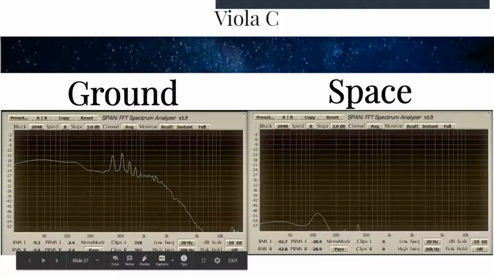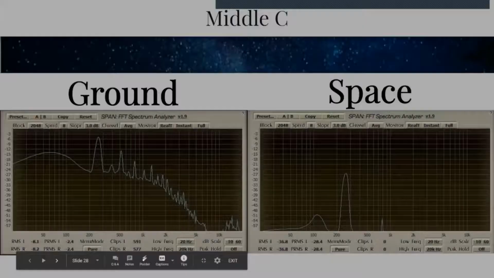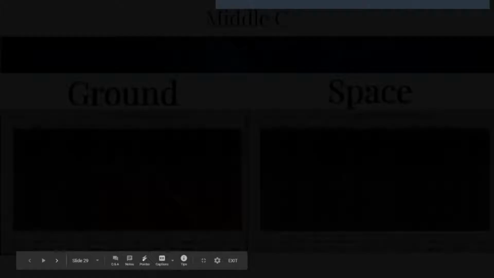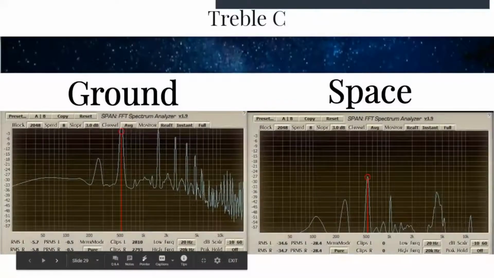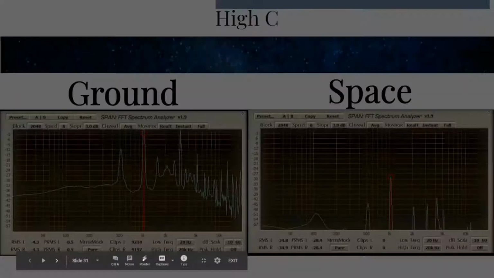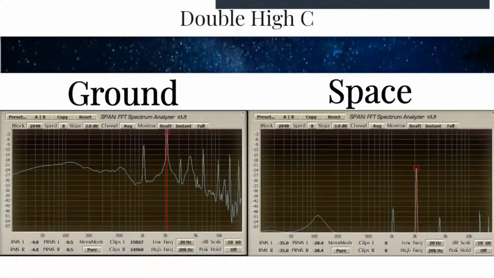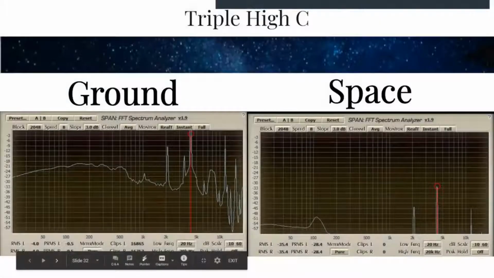So they had viola C. They had middle C, treble C, high C, double high C, and triple high C. And you can see comparatively how each of those change from ground to space.